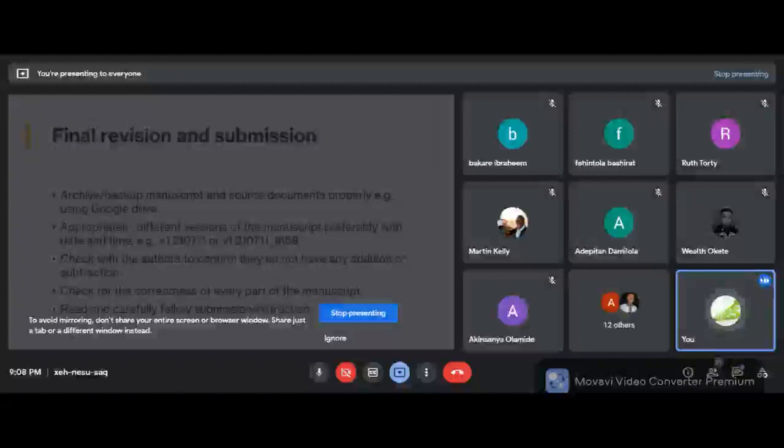So again, before the manuscript is submitted, there is need to check with other authors to confirm whether they've completed the addition or subtraction from the manuscript. Having checked the correctness of every part of the manuscript, it is important to also read and carefully follow submission instructions. Usually this is done by corresponding authors and maybe a supervisor or a mentor, but it is also important for us to have an idea of what this is all about. So it's always good to read and carefully follow instructions on the submission process.